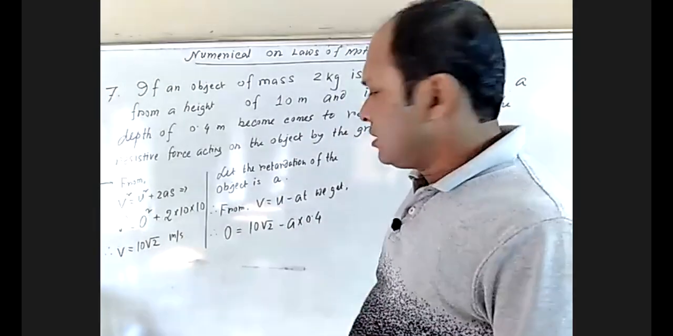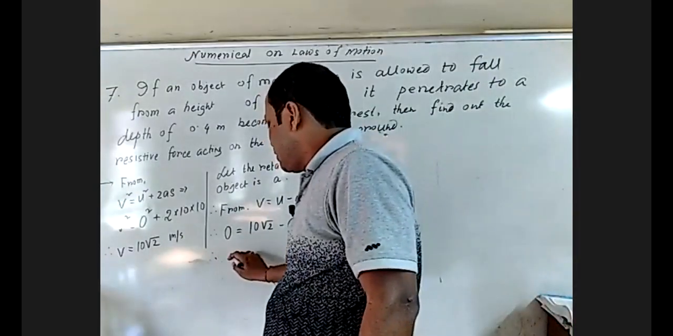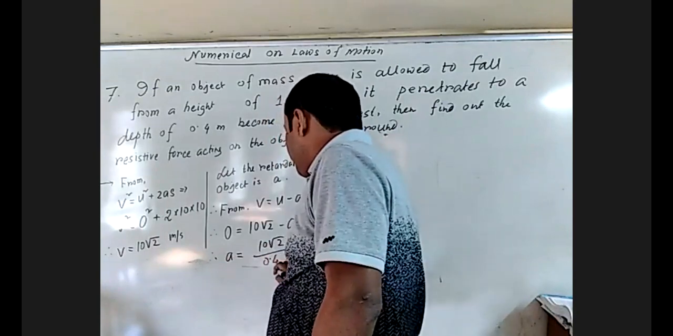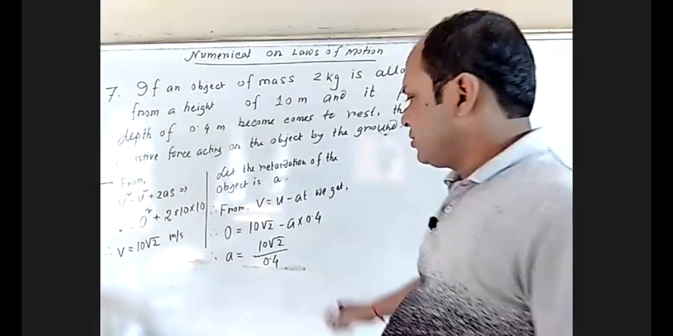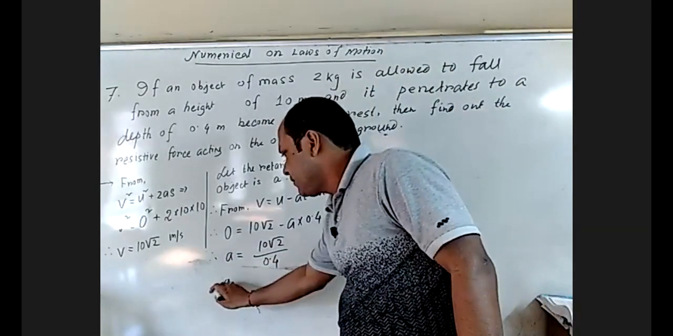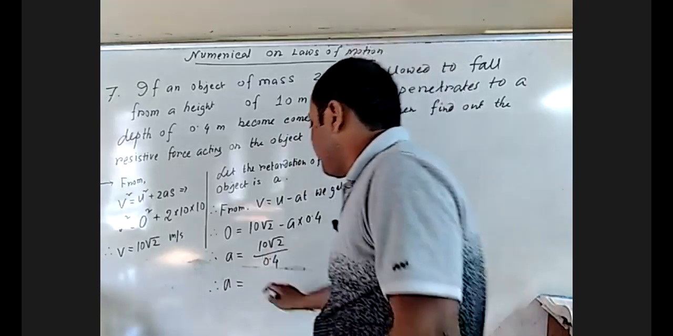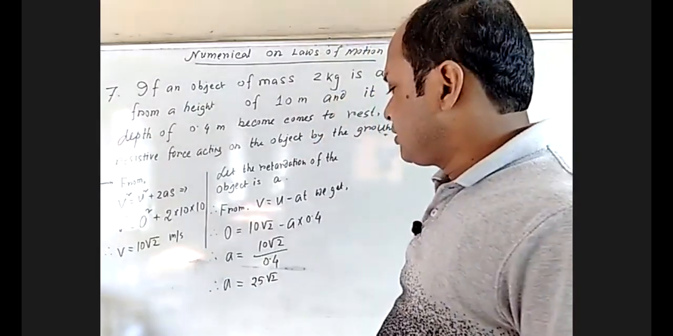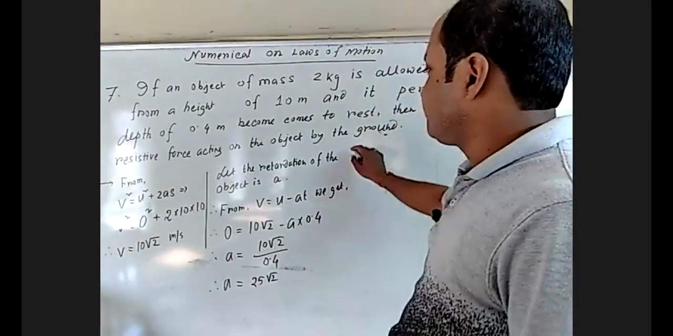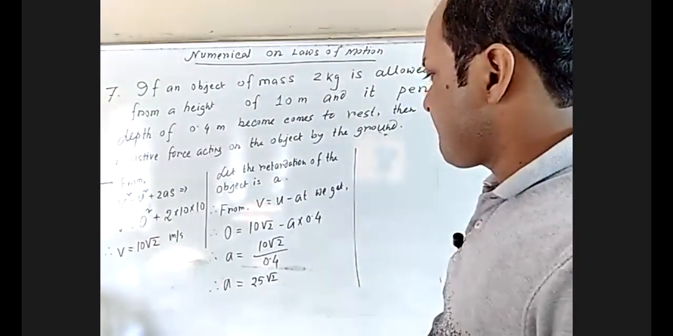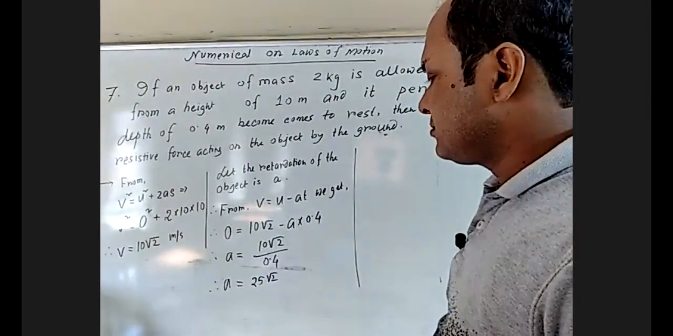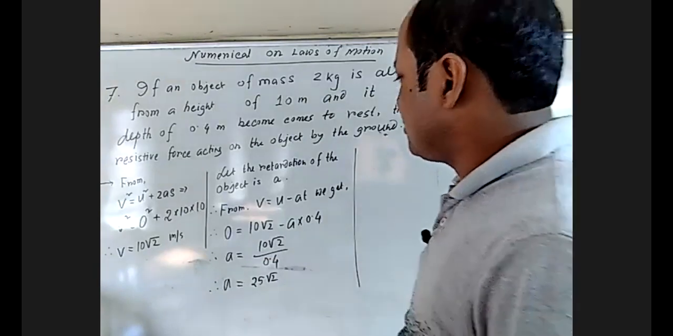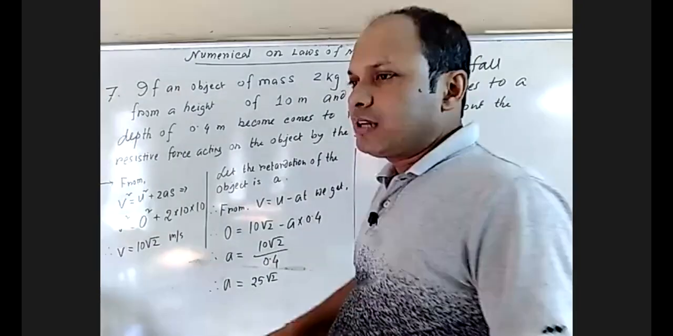This is about the equation. This is 10 root 2 divided by 0.4. That is, retardation will be 25 root 2. Am I right? Retardation will be 25 root 2. Sir, that is the time formula, sir? Yes, yes, sir, the time formula. It says depth is 0.4. Okay, okay, that formula we cannot use here.